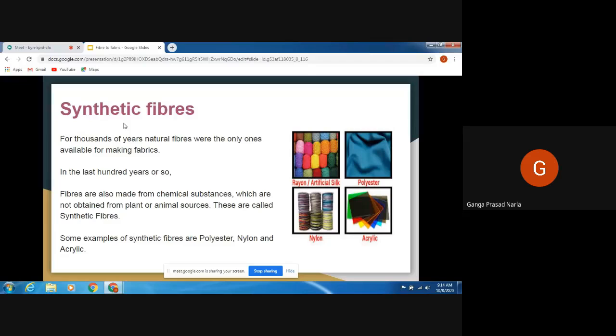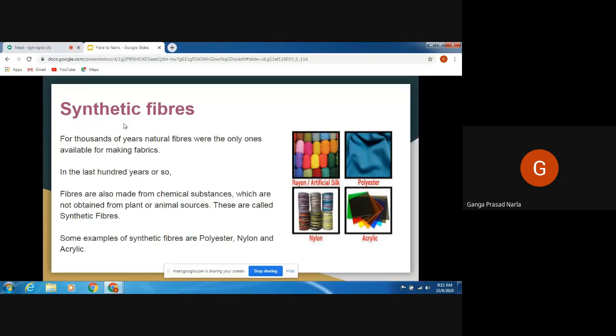Opposite to this, the fibers which are not obtained from plants and animals, those fibers are called synthetic fibers, or the fibers which are made by chemical substances. So those fibers are called synthetic fibers. There are two definitions. One is the fibers which are not obtained from plants and animals are called synthetic fibers. Another one is the fibers which are made from chemical substances are called synthetic fibers.